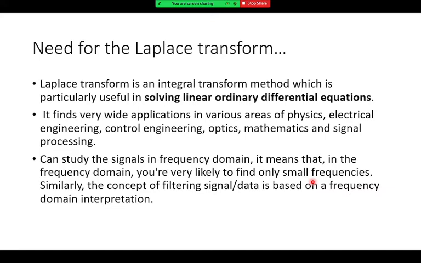Don't go into the detail because these applications are not right now in the syllabus here. Only one application, that is solving the ODE, that is the mathematical application, is a part of our syllabus. Okay, clear? Any issue in getting why this Laplace transform is required? No, sir.